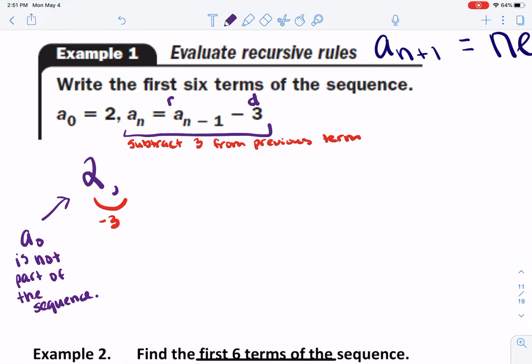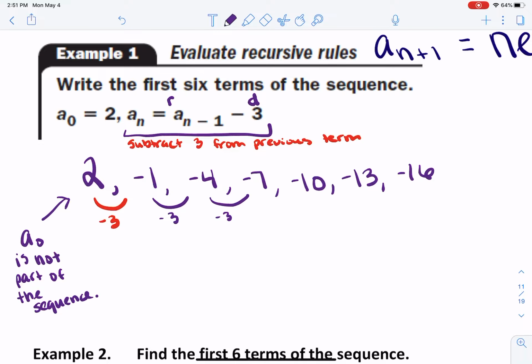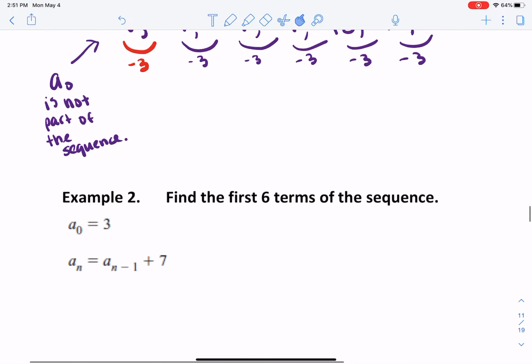So 2 minus 3 would give me minus 1. Subtract 3 again, that'll give us negative 4. Subtract 3 again, that'll give us negative 7, negative 10, negative 13, and negative 16. So notice we subtracted 3, and we're done. Remember, this is a sub 0, that's the 0 term, and it wanted the first 6 terms. So that's 1, 2, 3, 4, 5, 6. That wasn't so bad, was it? Okay, let's look at the next one.